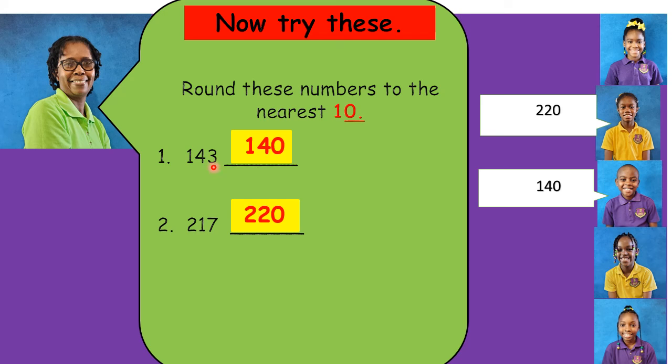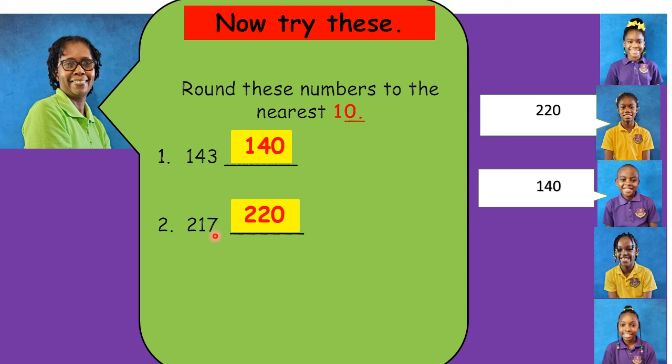Excellent. And when we are rounding down, remember, the number in the tens place remains the same. And the number in the ones place is changed to 0. So that is how we get 140. Excellent. Now we are going to look at number 2. So we have found our tens place and we see the digit 1 or the number 1. Now we look over to the ones side and what do we see? We see a 7. So we are going to be asking ourselves this question.